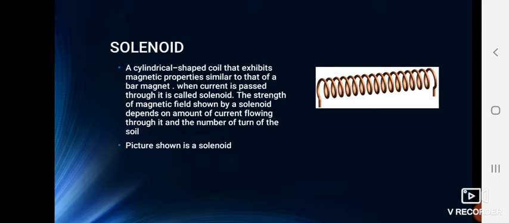Solenoid. A cylindrical shaped coil that exhibits magnetic properties similar to that of a bar magnet when current is passed through it is called a solenoid. The strength of the magnetic field shown by a solenoid depends on the amount of current flowing through it and the number of turns of the coil. The picture shown is a solenoid.